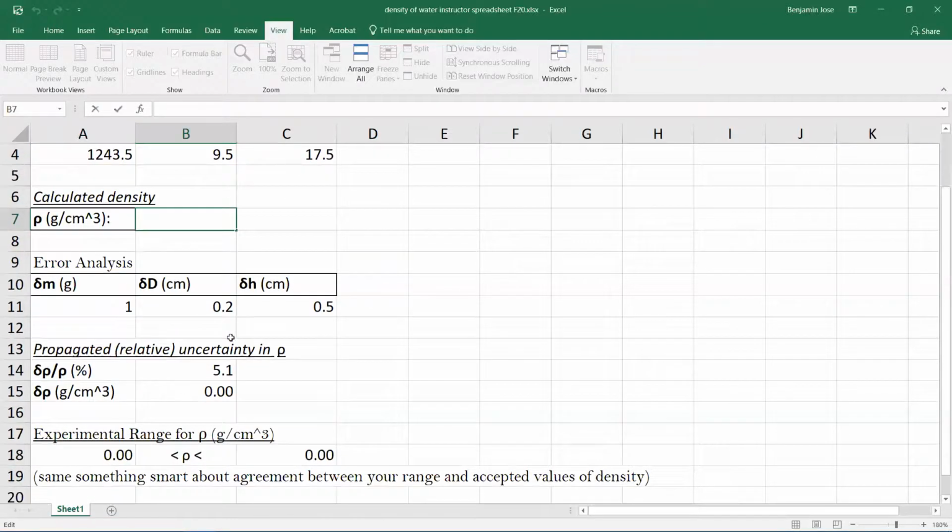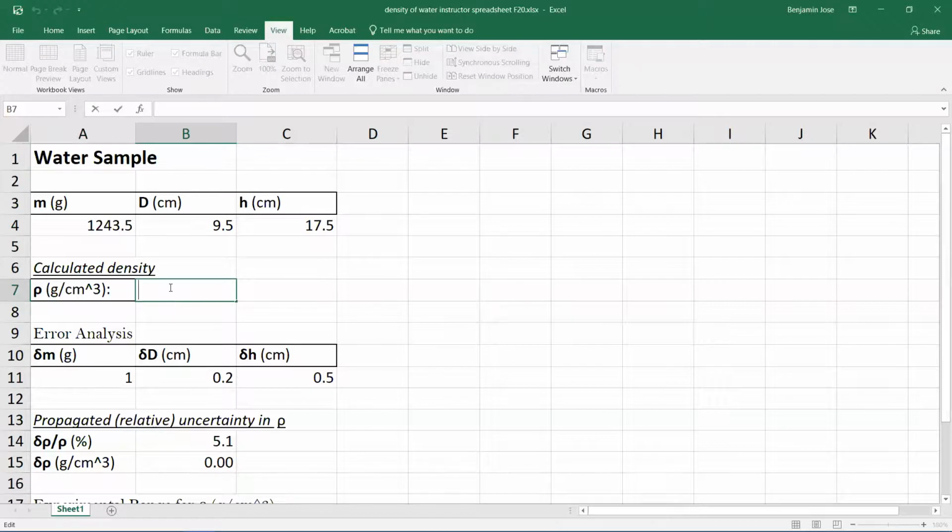You'll have to enter this part by yourself. Downstairs in the spreadsheet, there's the section for error analysis. I'll leave it up to you to enter those formulas. But here I'm going to say equals. You've got to use the equal sign anytime you're going to do math in Excel.